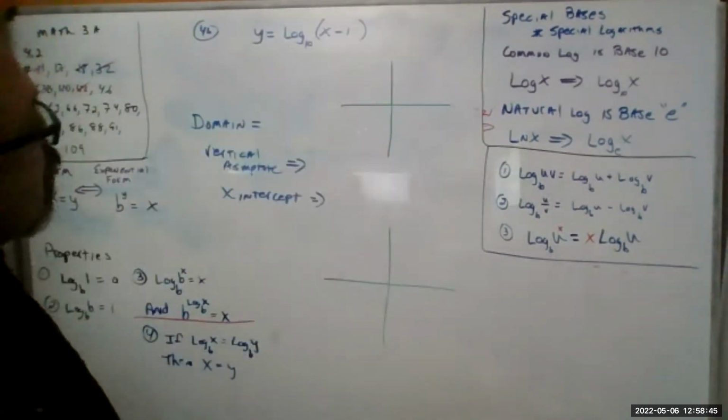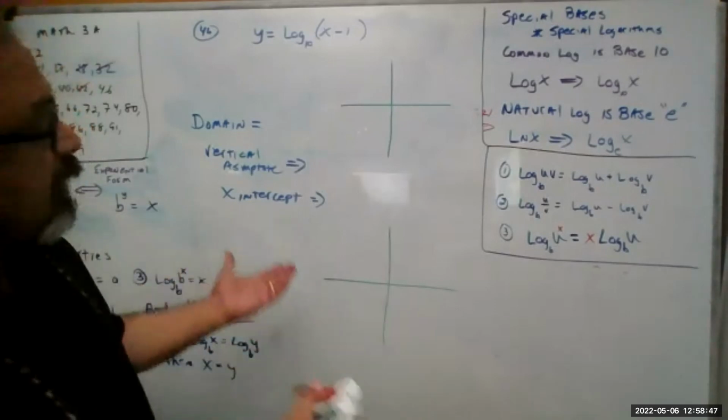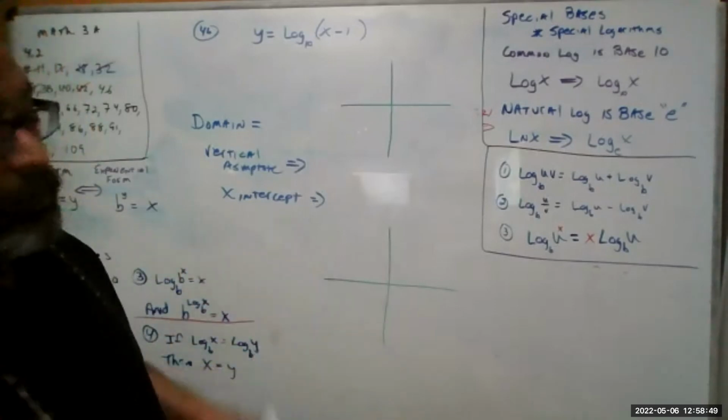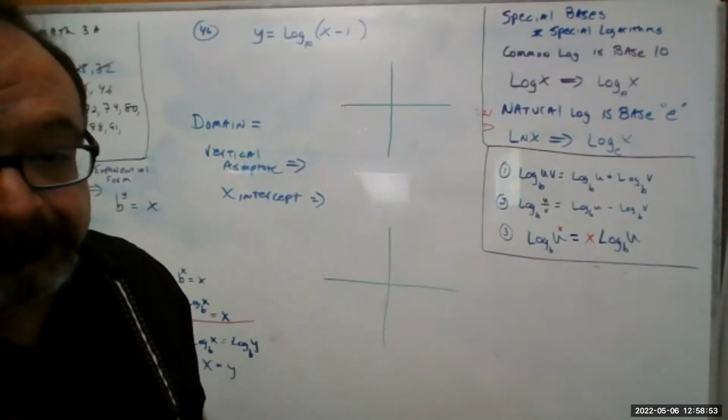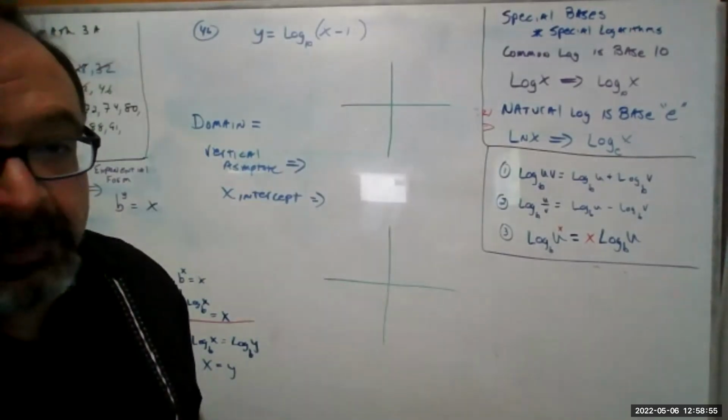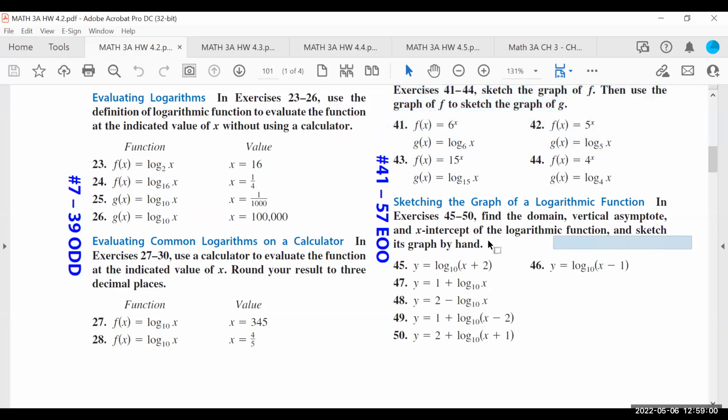With 46, again, you've got to do some graphing by hand, but that's not as important as the actual questions you have to answer. The questions I'm talking about are these. They want you to find the domain, the vertical asymptote, and the x-intercept of the log function, and then sketch it by hand. But I'm more interested in making sure you understand domain, vertical asymptote, and x-intercept.